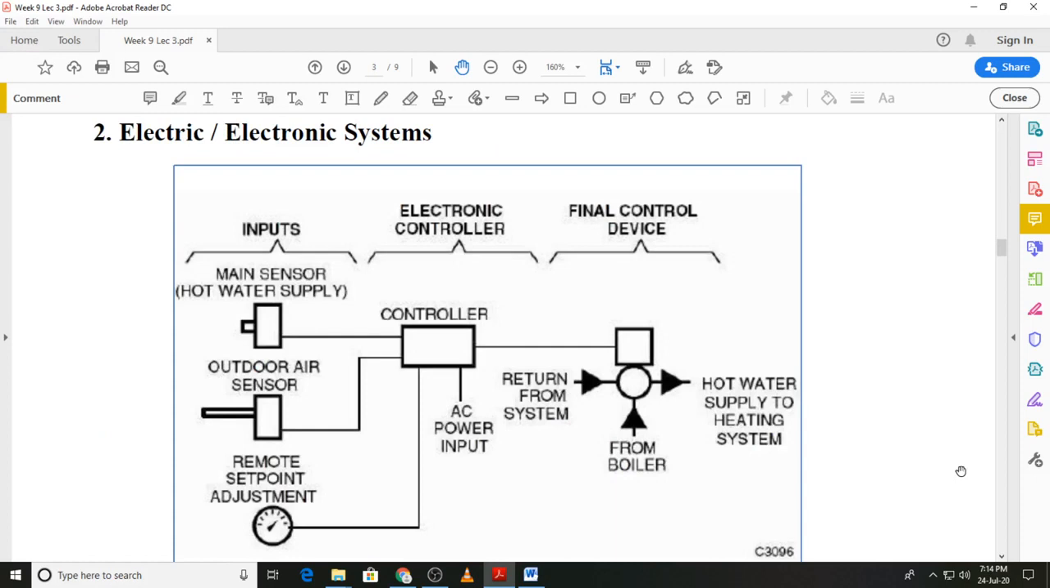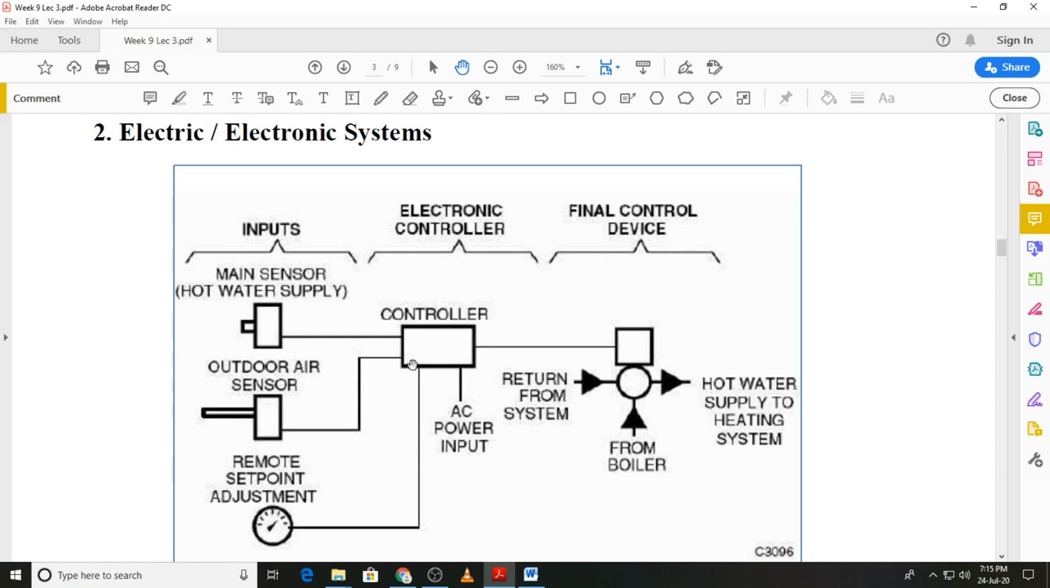The second one is an electronic or electrical system, and a simple block diagram of such a system is shown over here. You again have the controller, and we have the sensors, and you will have the actuator. So we have the inputs into the controller. So let's say in this particular case you have the outdoor air temperature, and you also have a sensor for the hot water temperature, and we have a set point over here.